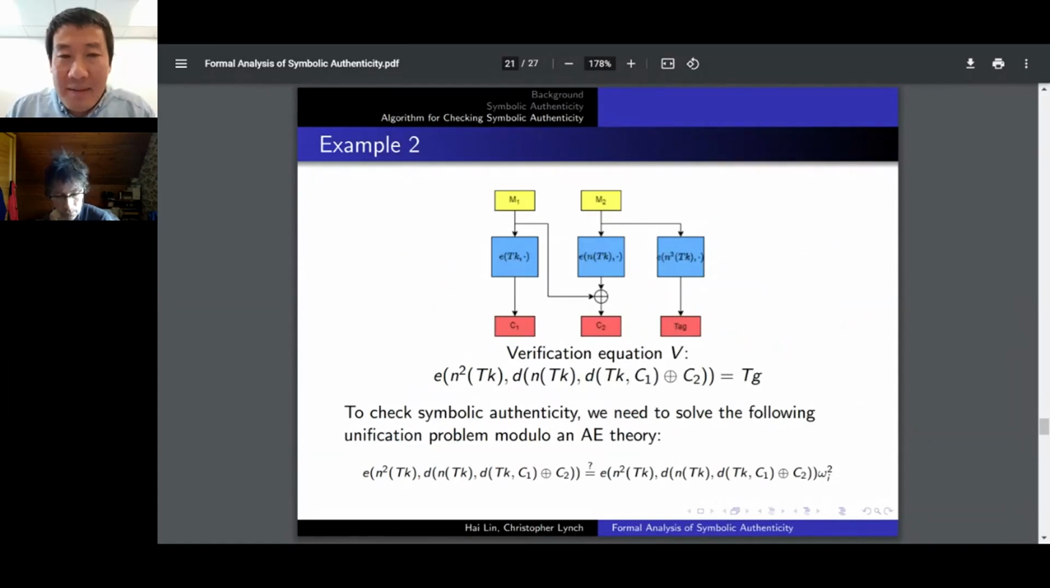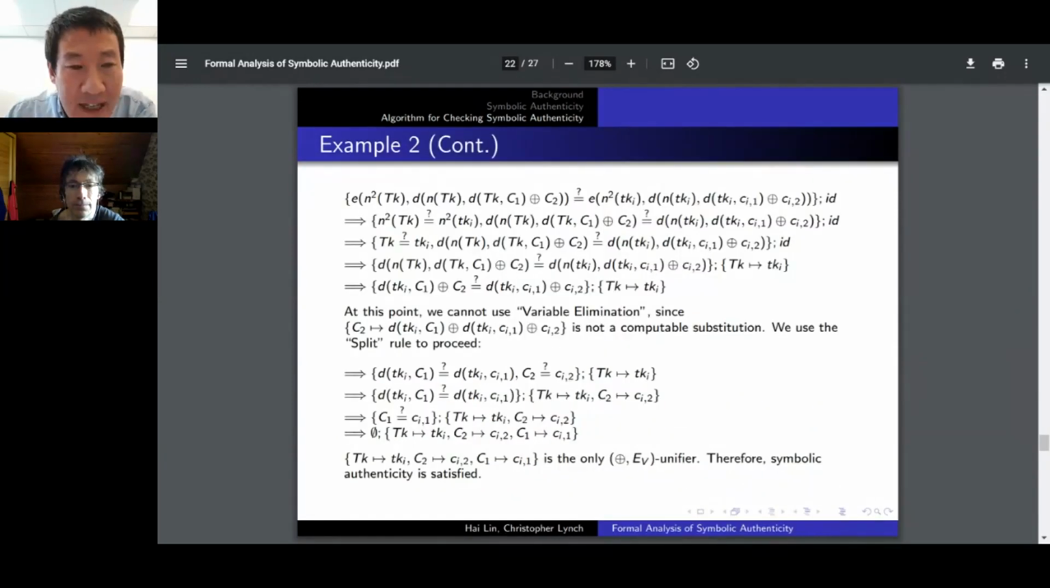As another example, if we consider this particular authenticated encryption scheme, it satisfies symbolic authenticity. The details are not that important, but an important point is that we solve this unification problem. Along the way, we get an equation, but we can't use the variable elimination rule here because it doesn't give us a computable substitution. So what we do instead is that we apply this other rule called split to proceed.